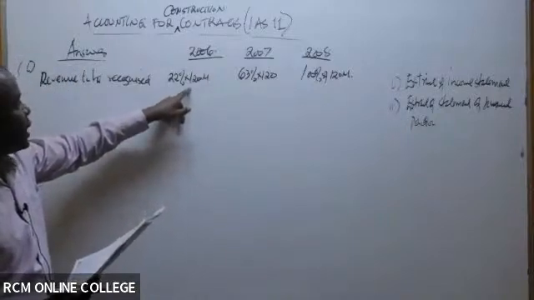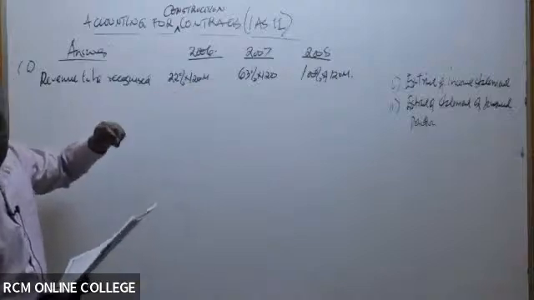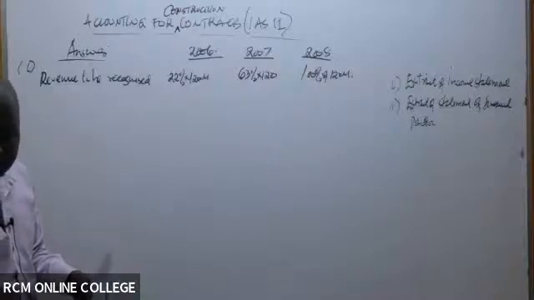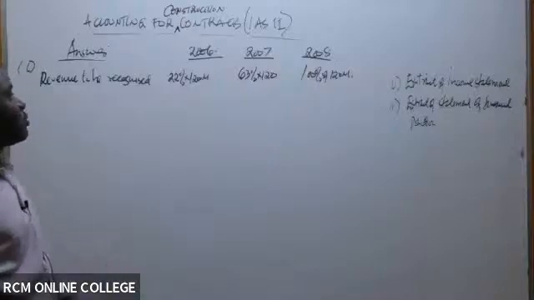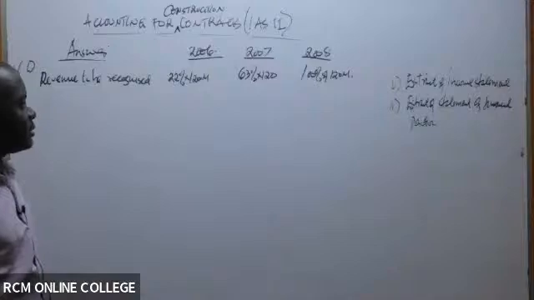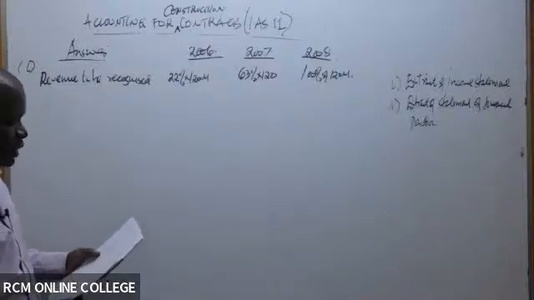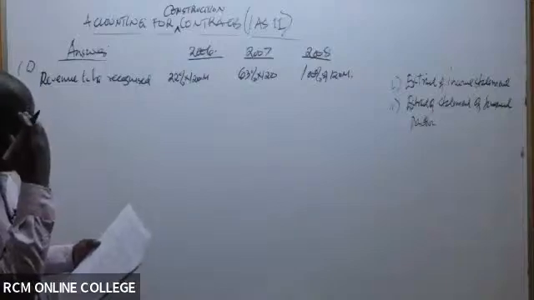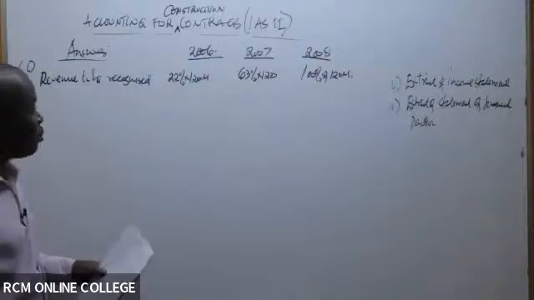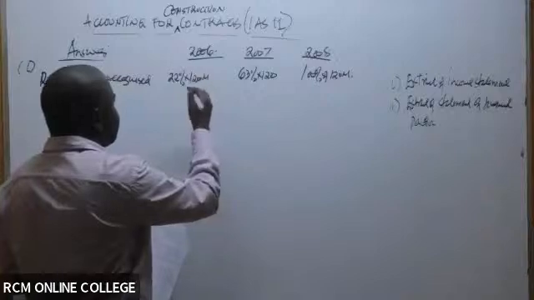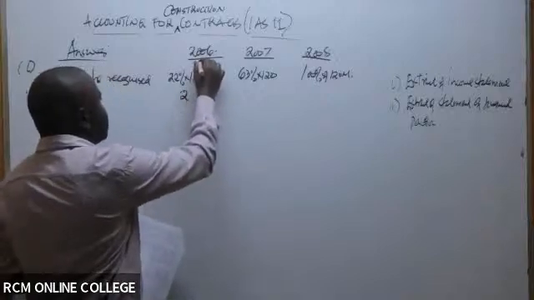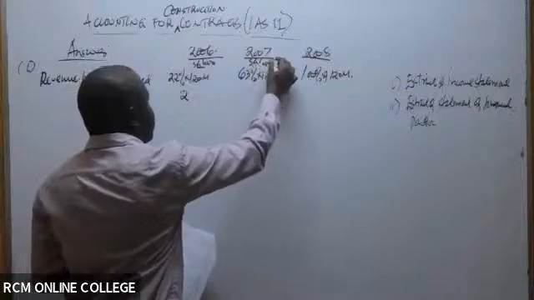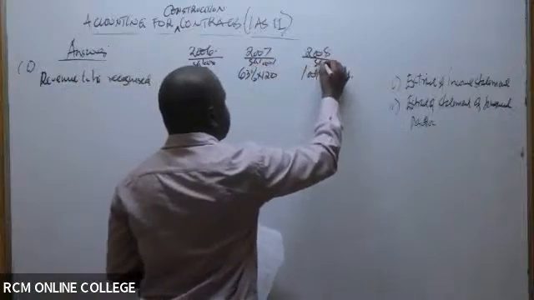So 22% of this, what are you getting as the revenue to be recognized? 22% of 120 million, unapata ngapi? 26.4. So 26.4, you can put your figures in thousands. So this can be shillings in thousands. It will be easy when you put them in thousands.